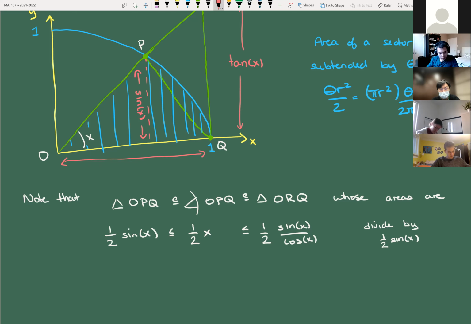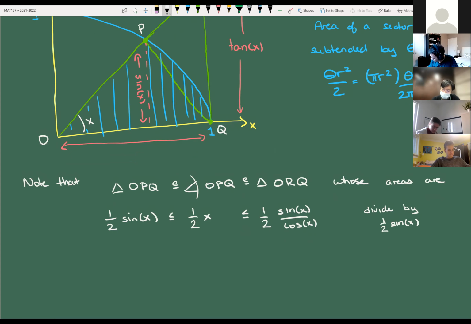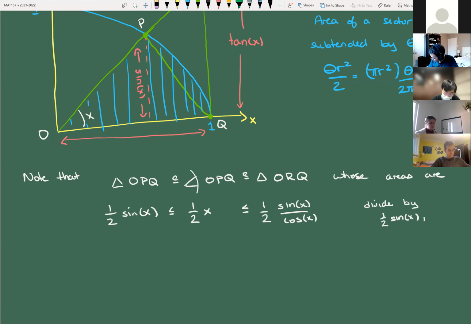Okay, so hopefully that makes sense. Now, if x is between 0 and pi over 2, so that this number is positive, then we're going to get 1 is less than or equal to x over sine x is less than or equal to 1 over cosine x, right?